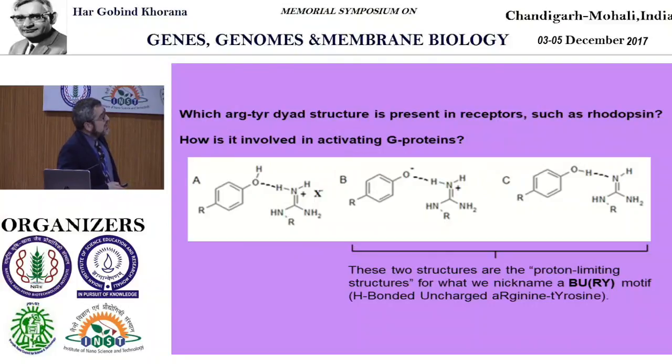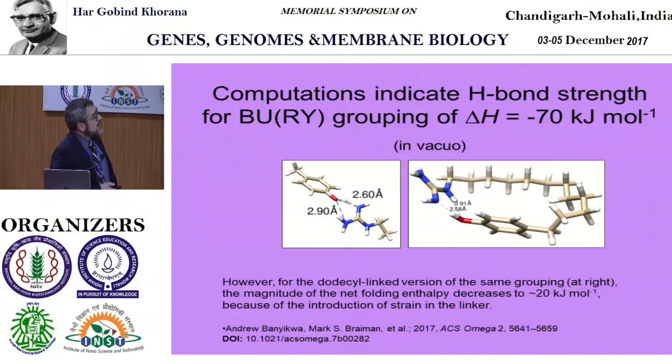So the question is, can we model this at all? And in fact, computations that we did, these are density functional theory computations, indicated that if you actually put an uncharged guanidine near a phenol, the hydrogen bond strength would actually be this huge value of minus 70 kilojoules per mole.